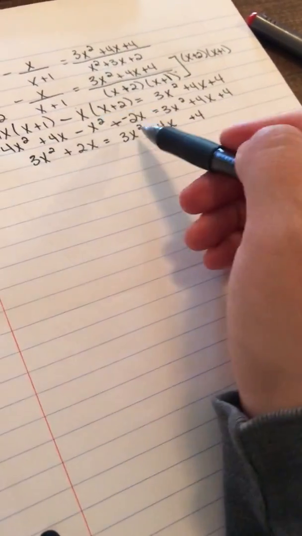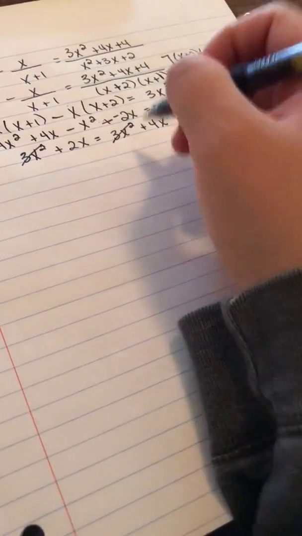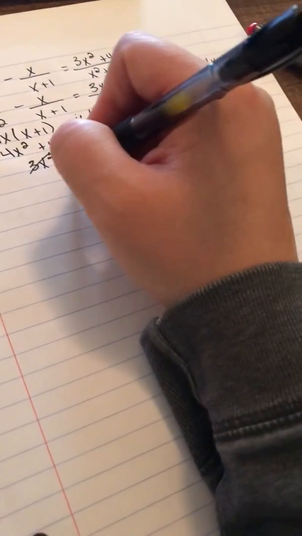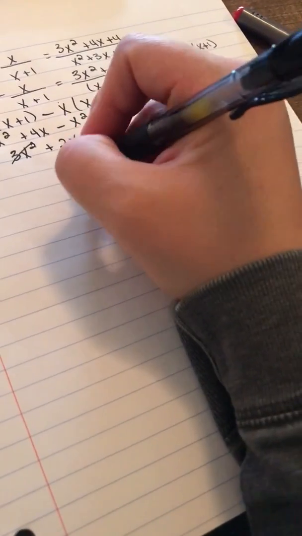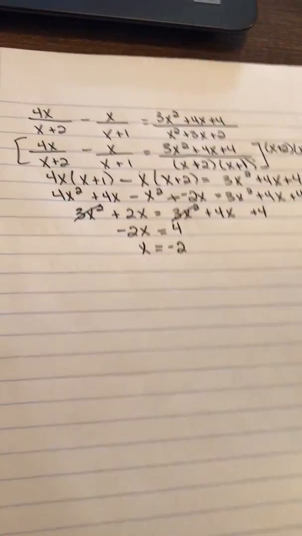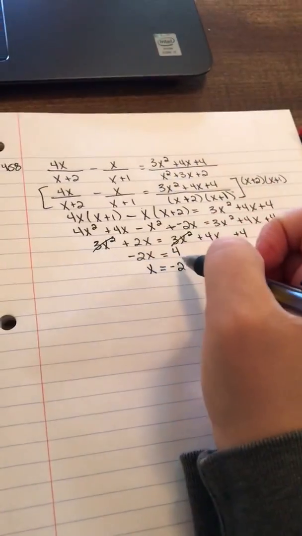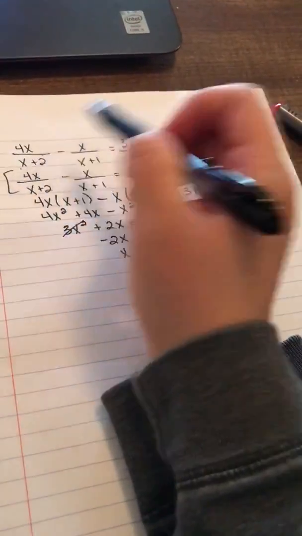So 3x squared, if I subtract that over, that cancels. So 2x minus 4x is negative 2x, and equals 4. And if I divide by negative 2, 4 divided by negative 2 is negative 2. So if you try to plug this back in though, negative 2 minus 2 gives me 0 in the denominator.